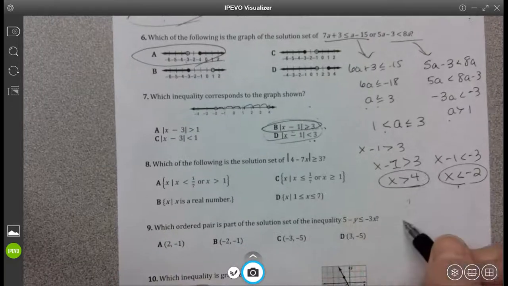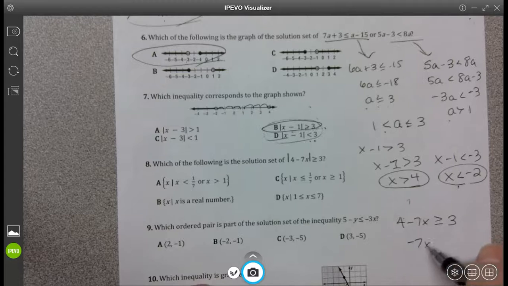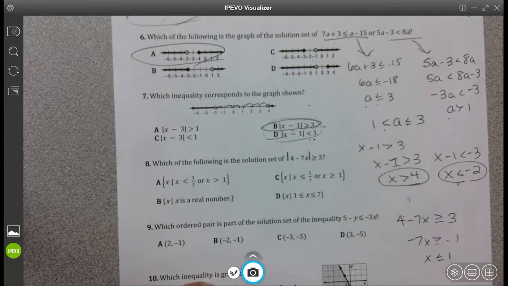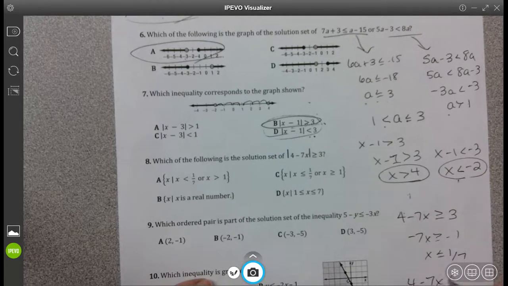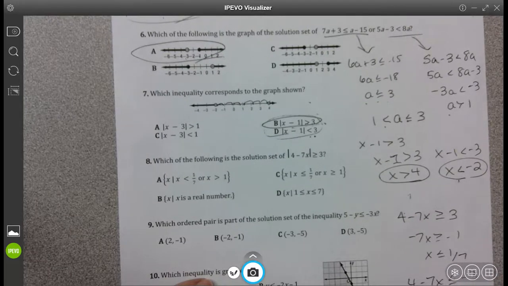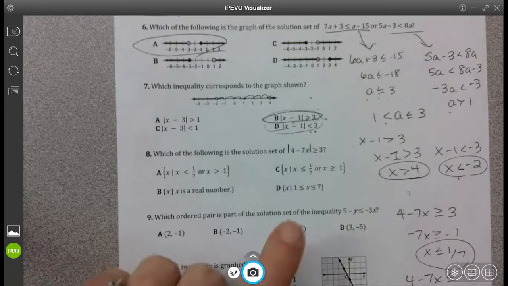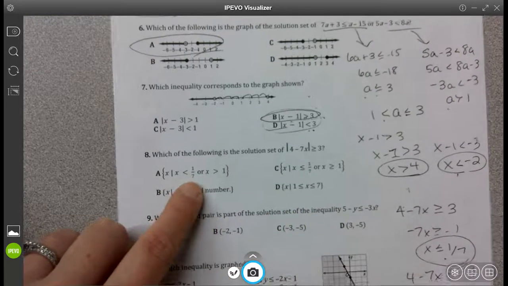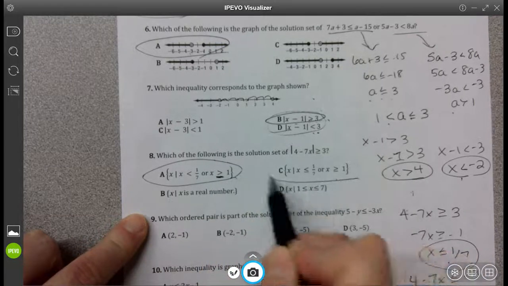Here, if I solve, I get 4 minus 7x is greater than or equal to negative 3. When we divide on both sides, you flip the sign. You get less than or equal to 1/7. Or 4 minus 7x is less than or equal to negative 3. And when you do that, you divide both sides, flip the sign, 1. So you have to be greater than 1 and you have to be less than negative. So it has to be an or. But it's not this one because there's no equal to. It's got to be this one.